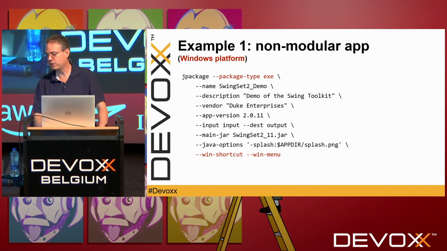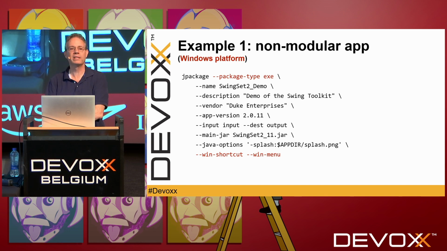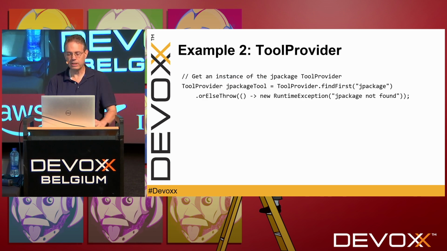And then the last option, which is Windows specific, is I'm telling it to create a Windows shortcut. That's a desktop shortcut, and to put it on the start menu.